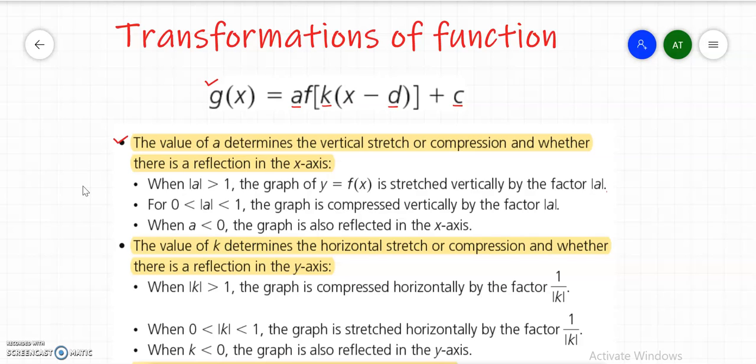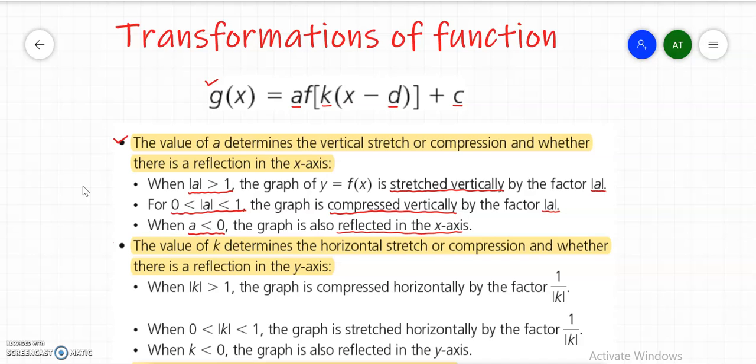The value of a determines the vertical stretch or compression and whether there is a reflection in the x-axis. When the absolute value of a is greater than 1, the graph is stretched vertically by a factor of the absolute value of a. When the absolute value of a is between 0 and 1, the graph is compressed vertically by a factor of the absolute value of a. And when a is negative, there is a reflection in the x-axis. So the a value deals with the vertical stretch, vertical compression and a reflection in the x-axis.